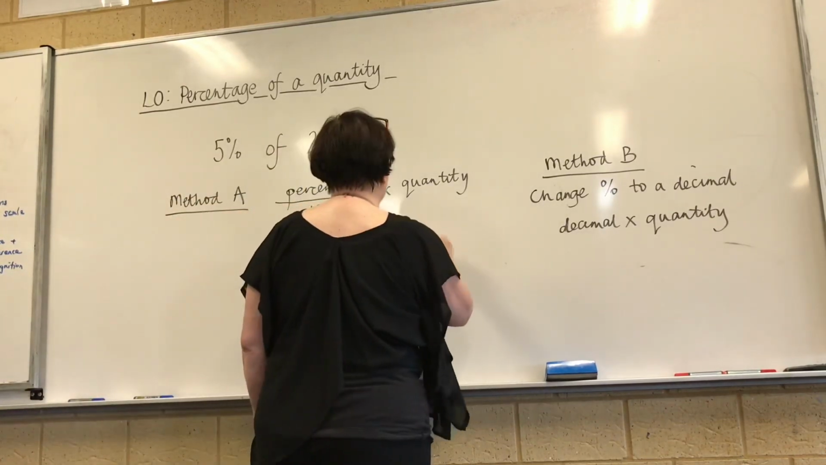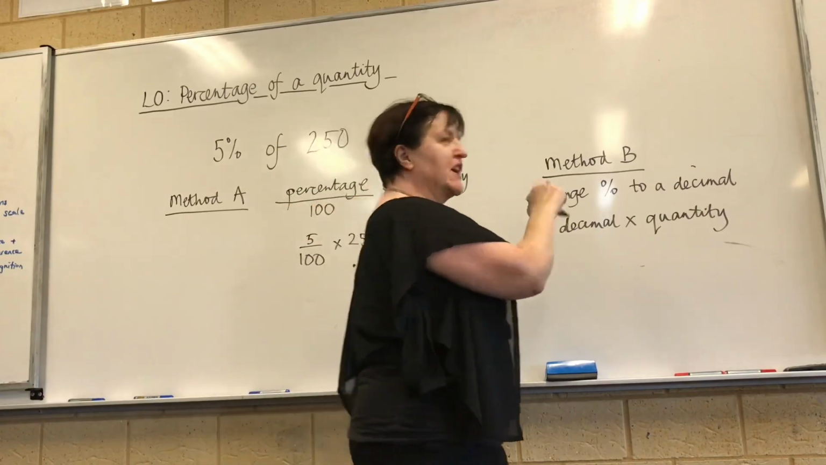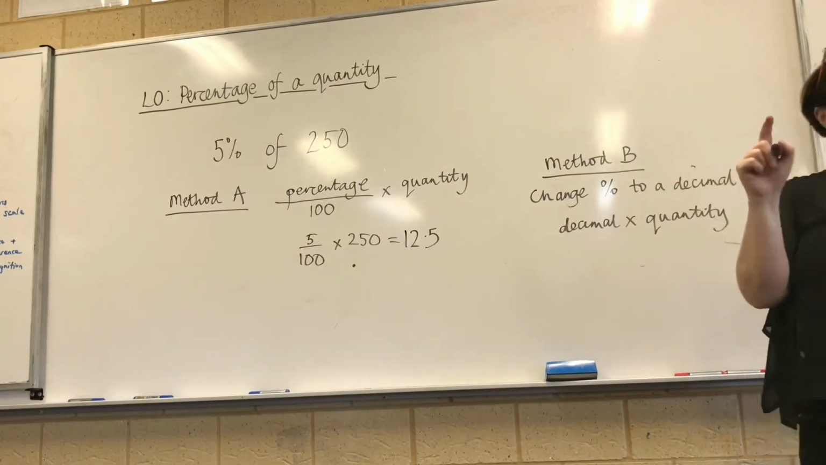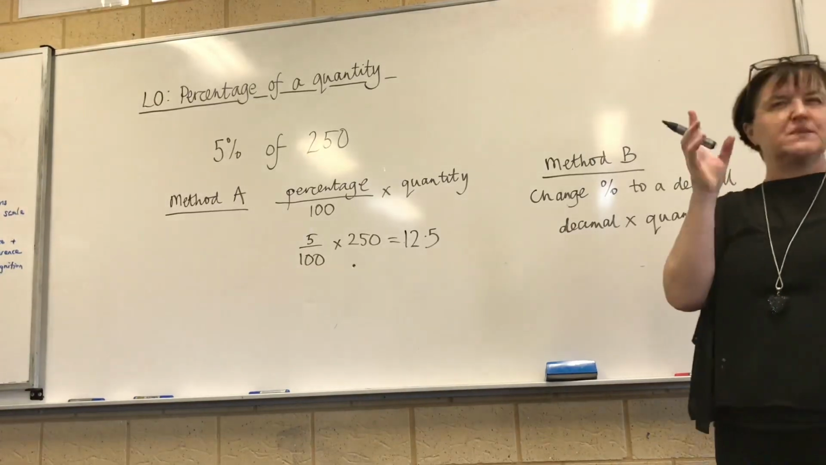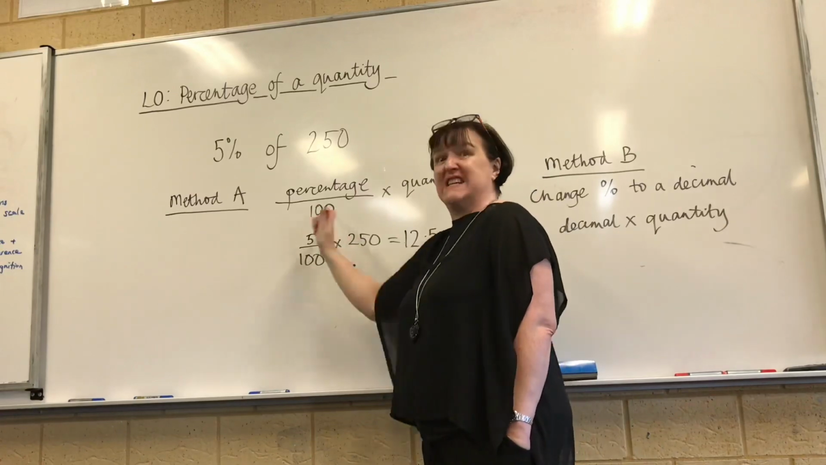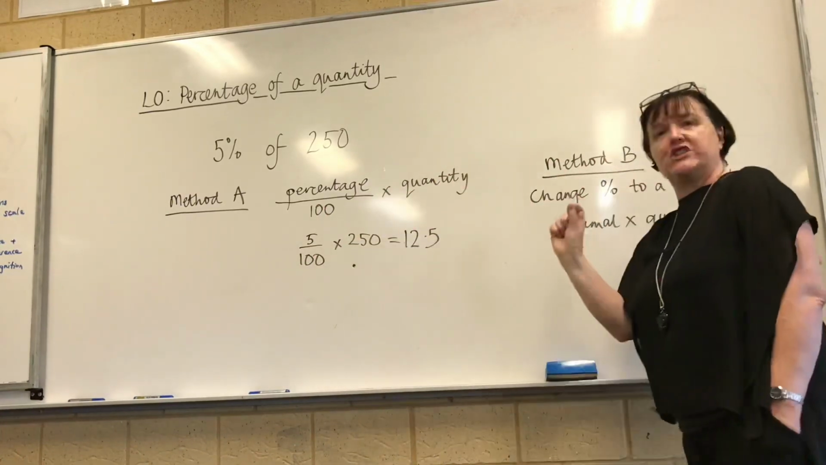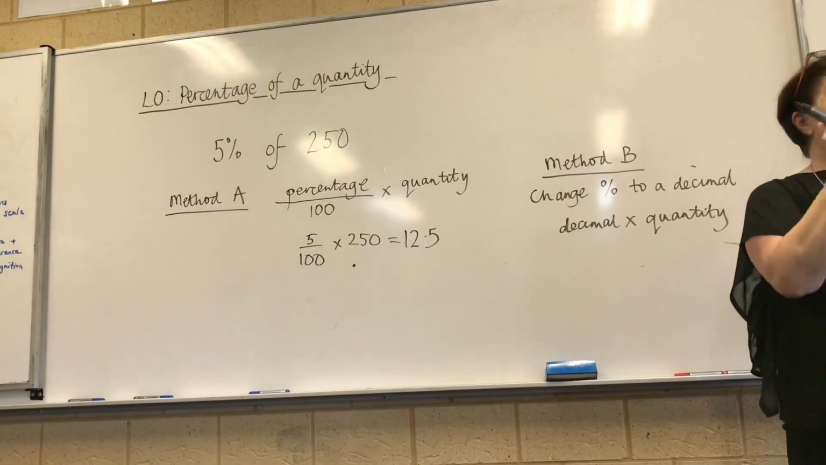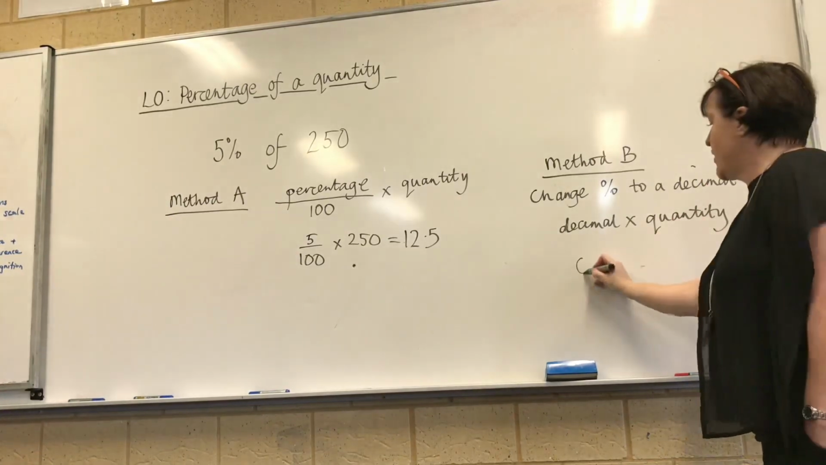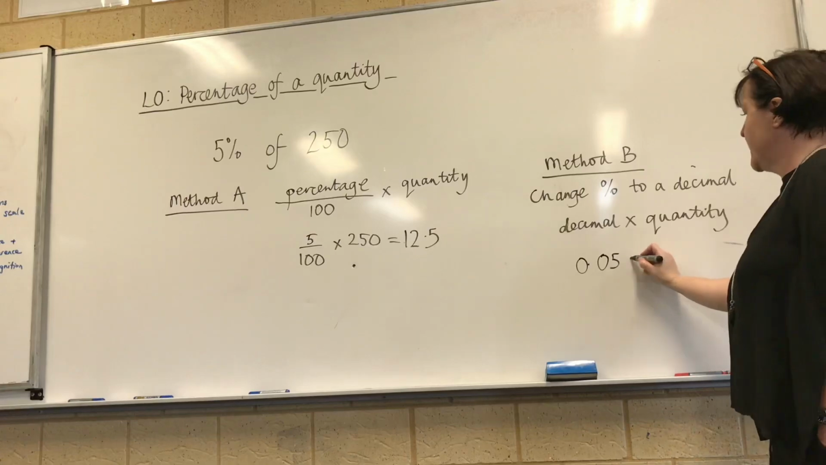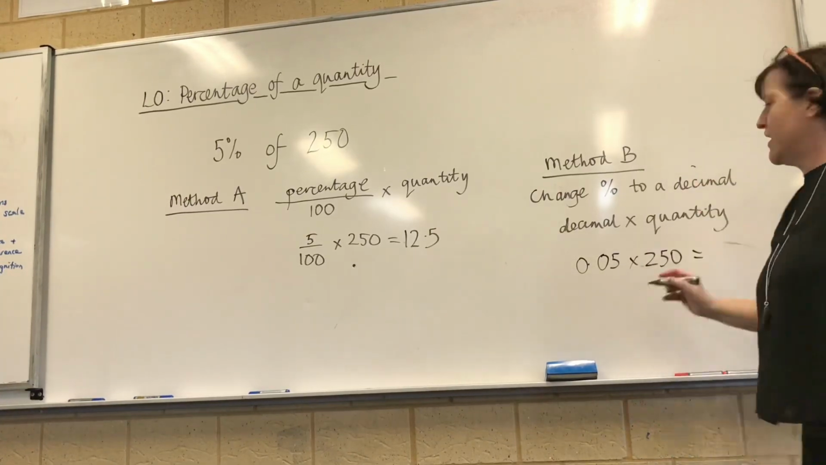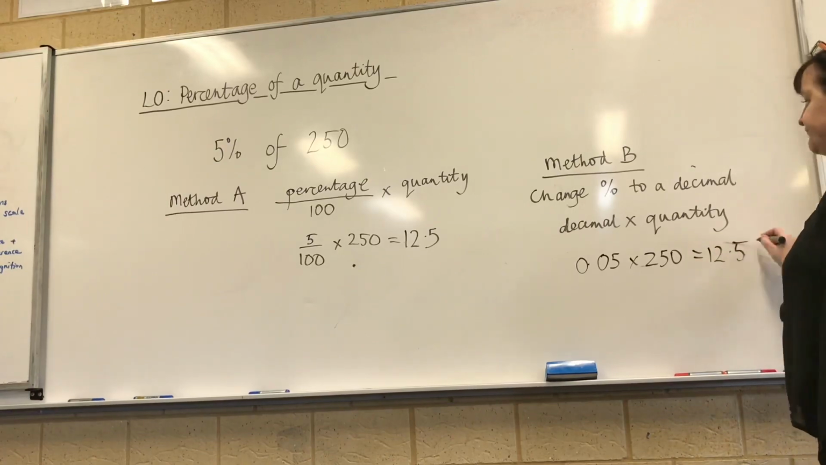12.5, well done. This one, you change the percentage to a decimal, but for some people, changing 5% to a decimal, they get a little bit confused with the decimal places. So if you're not sure, it's a good idea to divide by 100 rather than change it to a decimal mentally. But what is 5% as a decimal? 0.05. Well done. And then you times that by 250. 12.5. It has to be, doesn't it? That's right.